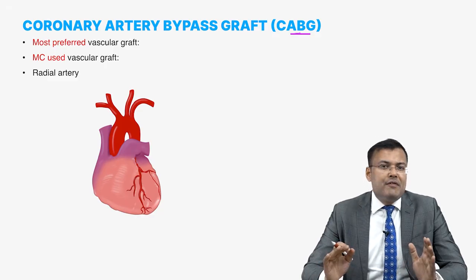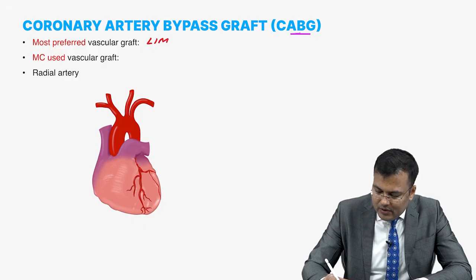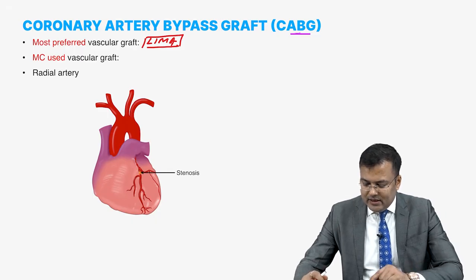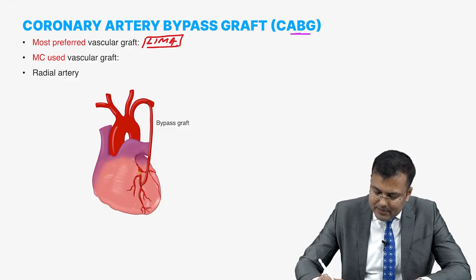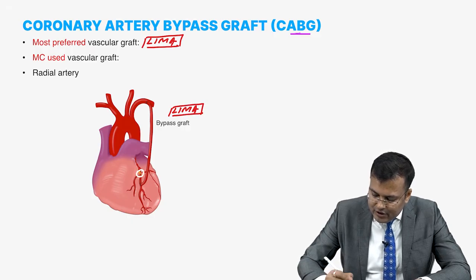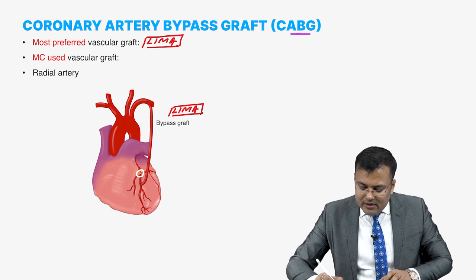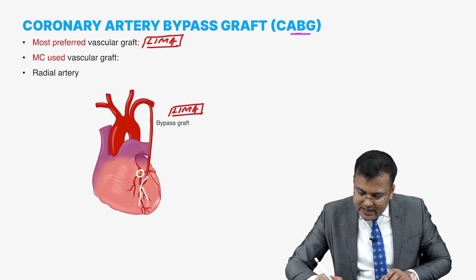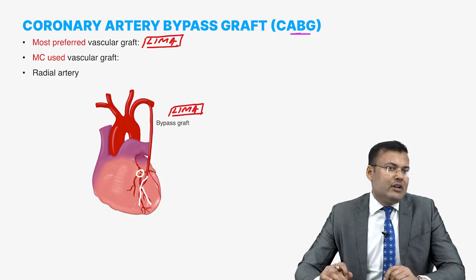So the most preferred vascular graft for CABG is LIMA. What is this? LIMA, that is left internal mammary artery. In this case, you can notice that here there is stenosis and we are using this LIMA. So this is the bypass graft, left internal mammary artery. What do you mean by bypass? Suppose this is the site of stenosis. You are going to bypass the stenosis, and the blood flow to the distal area is established by the bypass. Clear? So most preferred vascular graft, that is LIMA.